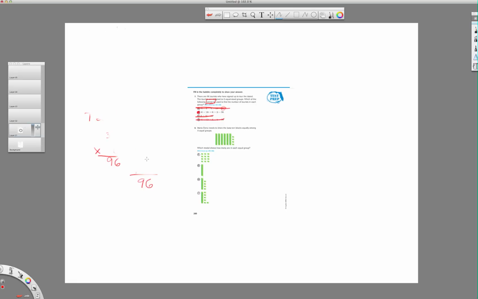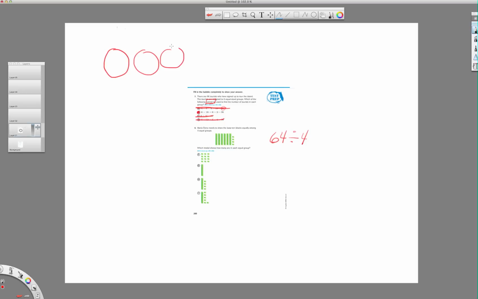Number 8 says Maria Elena needs to share these base 10 blocks equally among 4 equal groups. So I'm going to divide whatever this is by 4. So let's figure out what this is in the first place. 10, 20, 30, 40, 50, 60, and 4 ones is 64. So my problem is 64 divided by 4. And we have to find our answer, and then we have to translate that into base 10 blocks. So we'll just go ahead and do this in base 10 blocks.